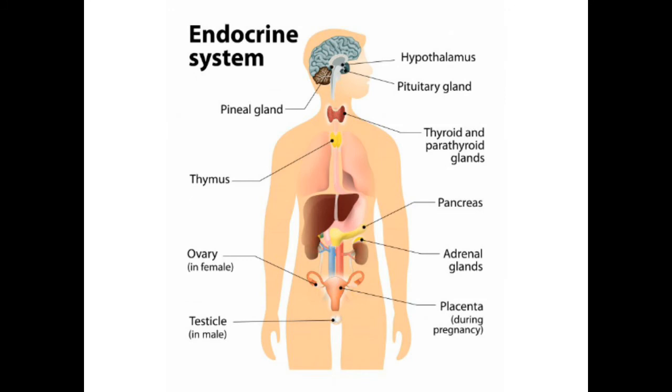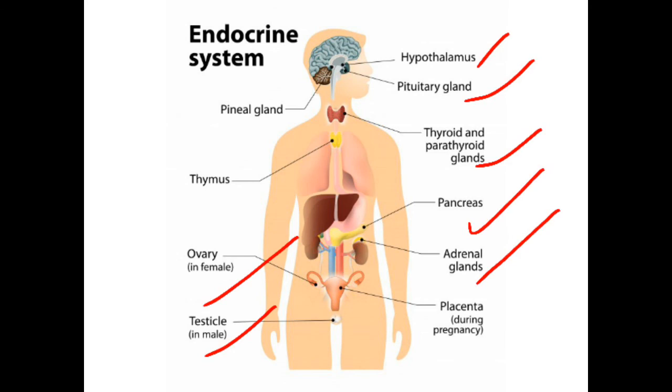So this is the diagram showing different glands that release hormones. We have the hypothalamus, which releases its hormones. We have the pituitary gland, also known as the master gland. We have the thyroid and the parathyroid gland. Here we have the pancreas, the adrenal gland, the testicles, ovaries, thymus, and the pineal gland. So these are some of the glands that release hormones.